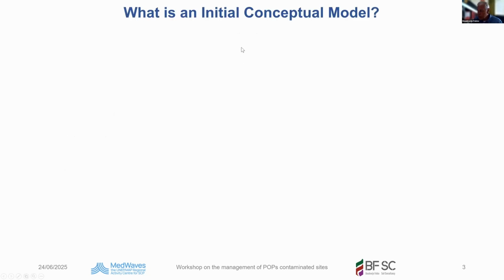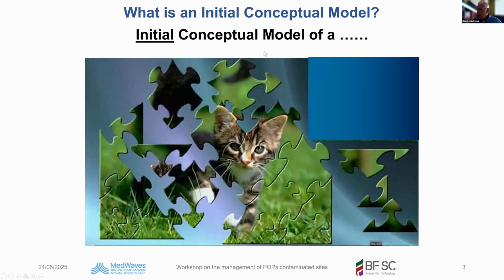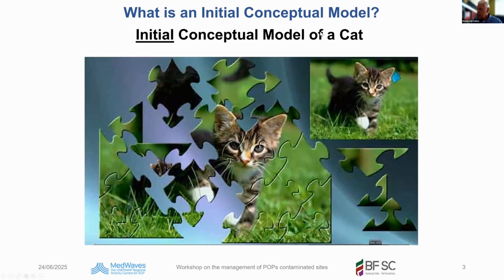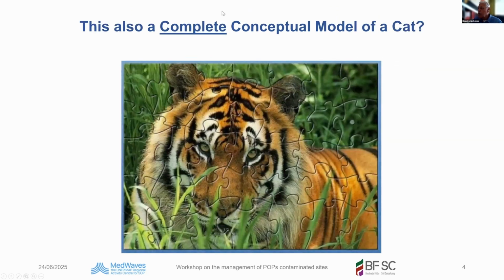So what is an initial conceptual model? Can anyone tell me what this initial conceptual model tries to present? I mean, it's simple. It's the initial conceptual site model of a cat. Easy. So you have some information here, but because this is very clear, you already know that this picture is a cat. But a cat can also be this one. This is also a complete conceptual model of a cat. So it's clear, the cat can be different. So this conceptual model of the site will differ, as this conceptual model of a cat differs.